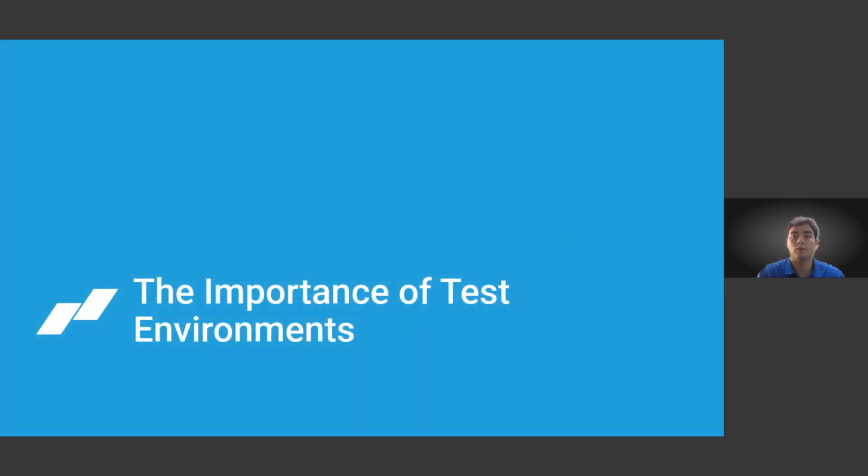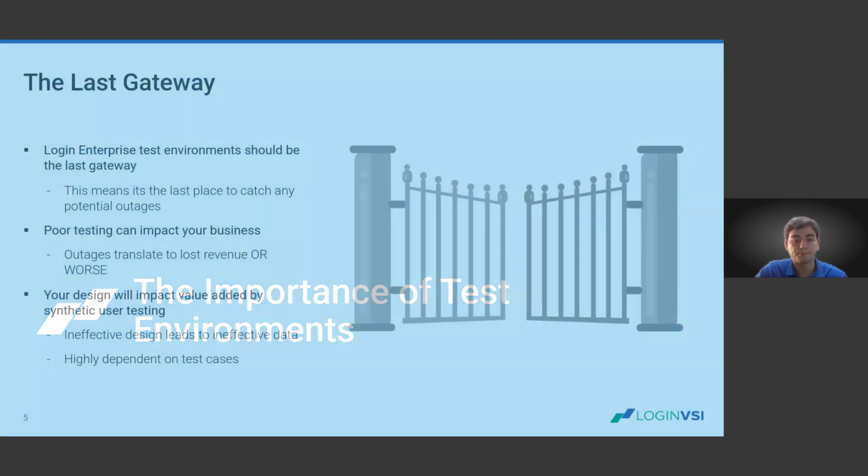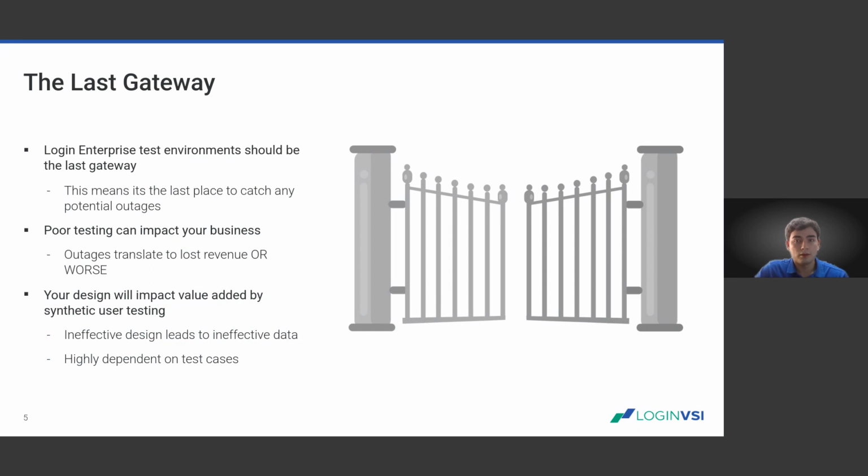But first, we'll start by discussing why a test environment is so important and the crucial role it plays, as well as some of the challenges that are presented when you are trying to build and develop one. So test environments should ideally be the last gateway before production. This also means that this environment is the last place to observe the quality of your service, as well as catch any code defects that might impact availability or end user experience.